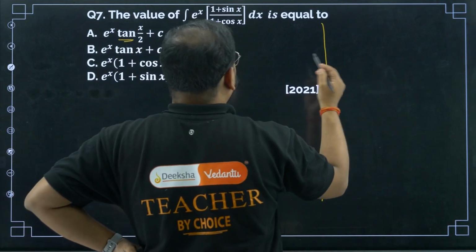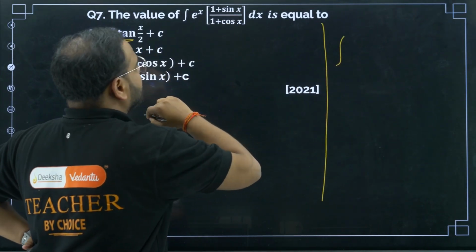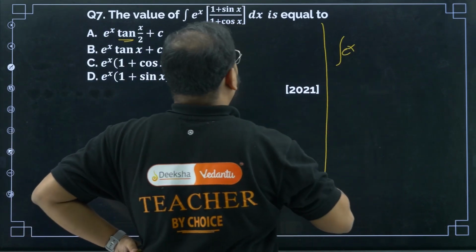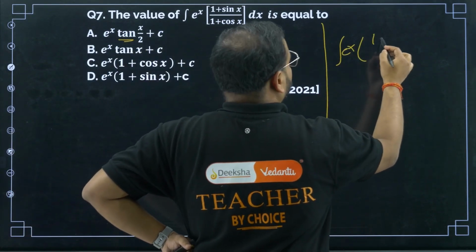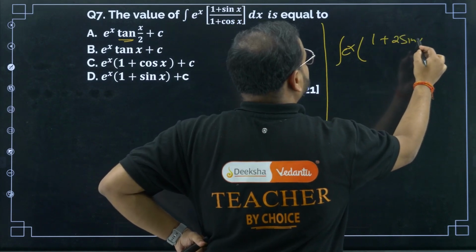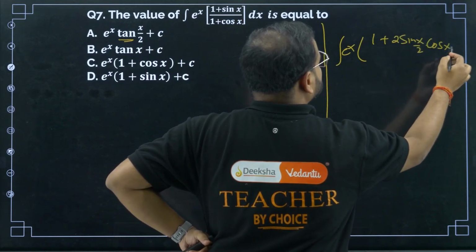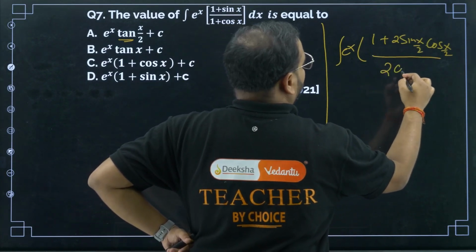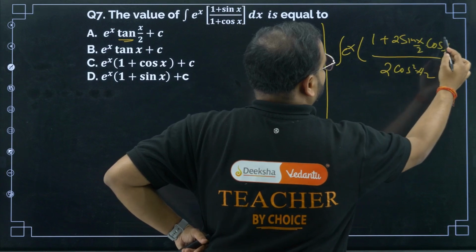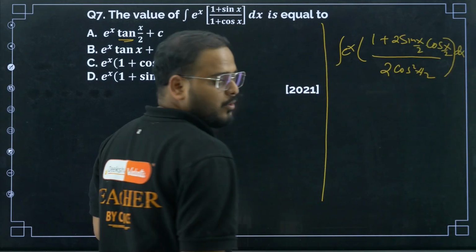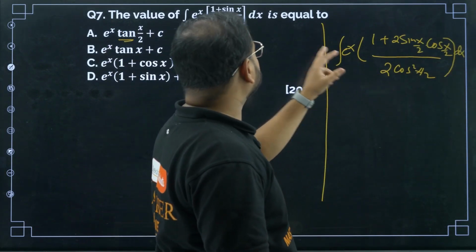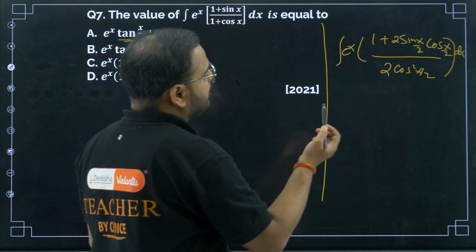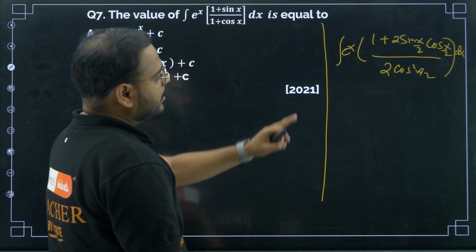So this will become what? Please have a look. e power x is also there, so maybe I'll get again tan and sec, something like that. So e power x I'll write as it is. I'm going to write this numerator as 1 plus 2 sin x by 2 cos x by 2, and the denominator will be simply 2 cos square x by 2, with dx. Yes, no confusion over here. Correct, no? Because 1 plus cos x is 2 cos square x by 2. The formula of cos 2x and sin 2x that I have used in the numerator and denominator.